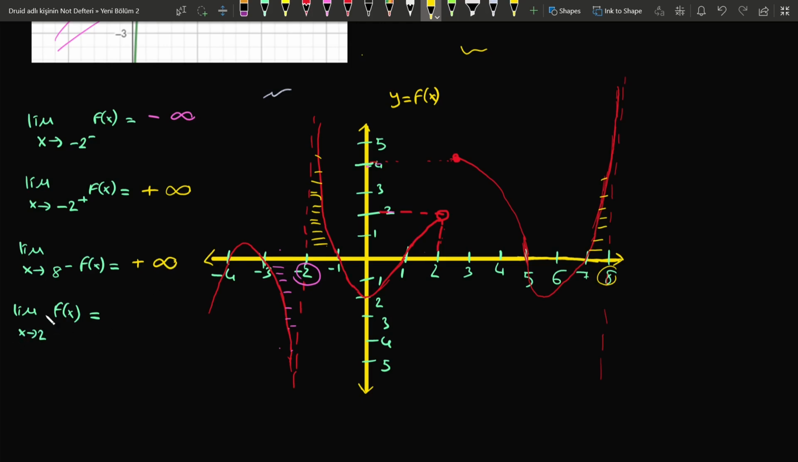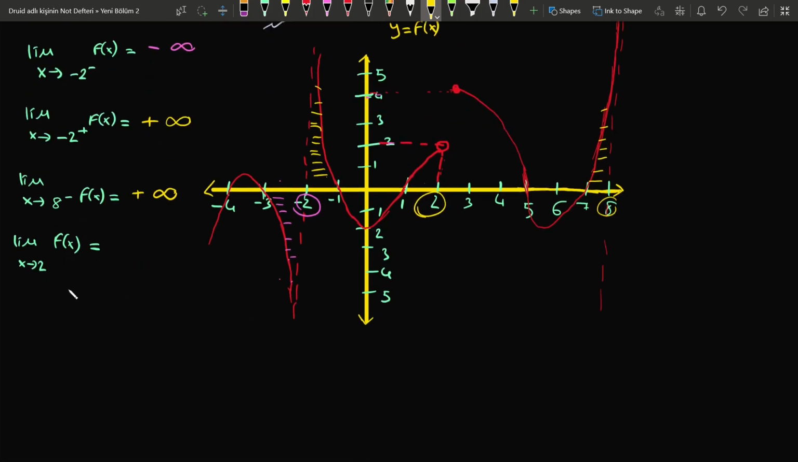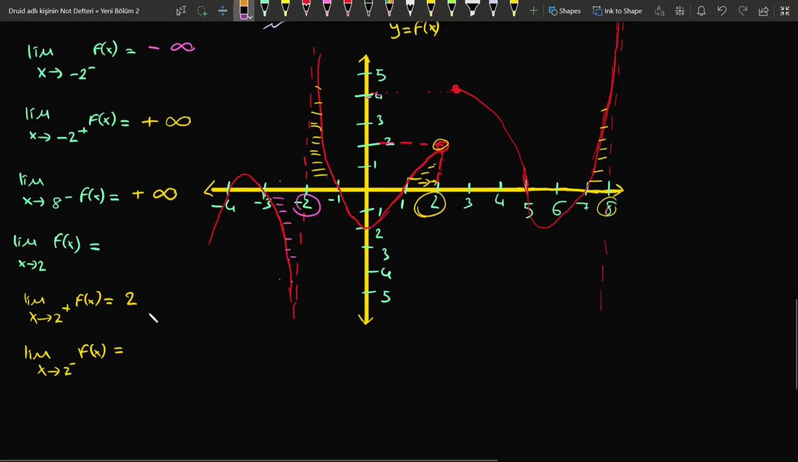And lastly, the limit of f(x) as x approaches 2. To say something about this, of course, we need to check the limit from left and right. Let's approach it from the left first. I'm seeing that when I approach it from the left, I'm getting 2. I get 2 when I approach it from the left side.